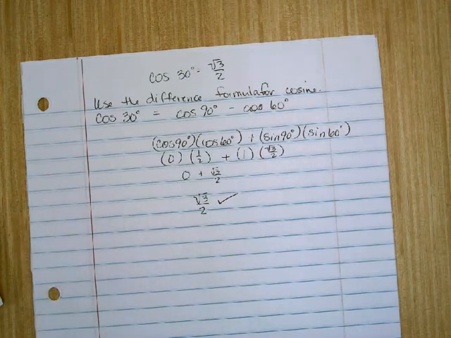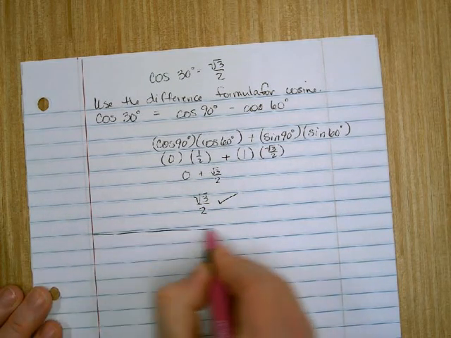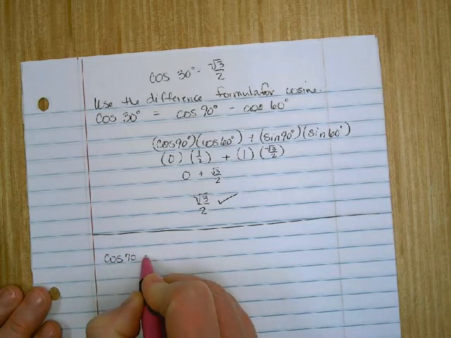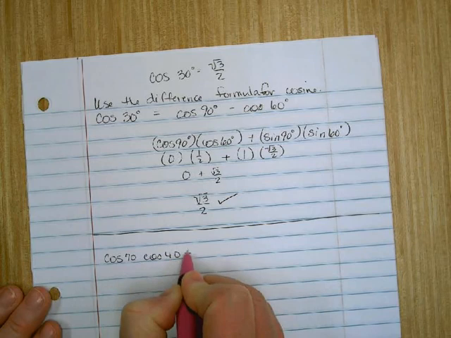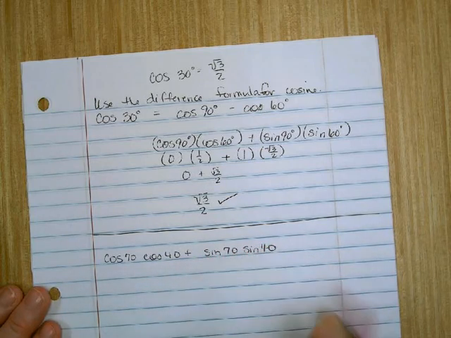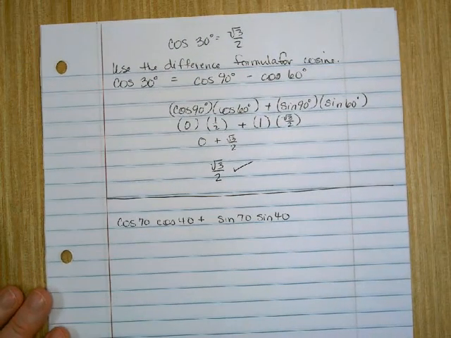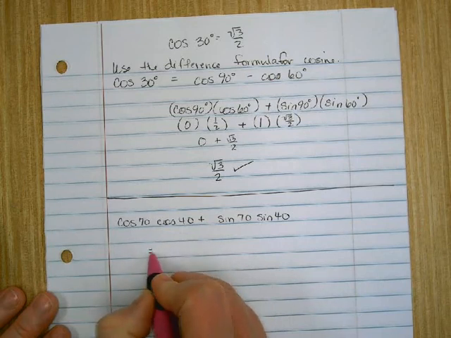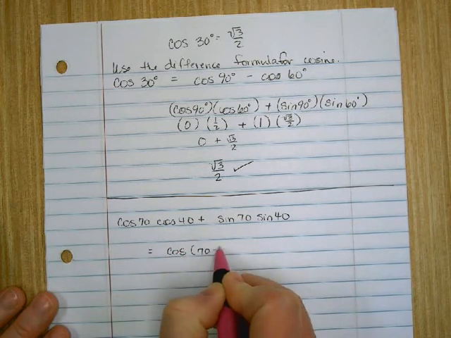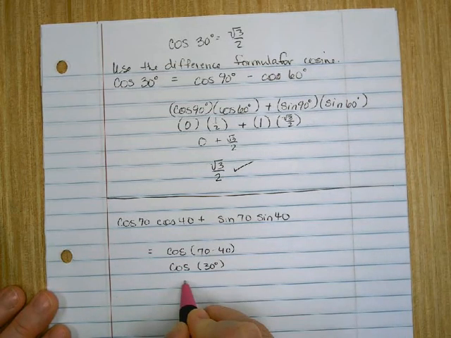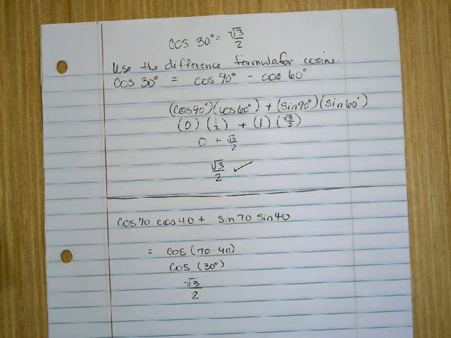The next one asks us to find the exact value of cosine 70 times the cosine of 40 plus the sine of 70 times the sine of 40. We recognize that as the difference formula for the cosine, and we know that that is equal to the cosine of 70 minus 40. So it's equal to the cosine of 30 degrees, which is the square root of 3 over 2. So there are two examples of how to use the cosine formula for differences.